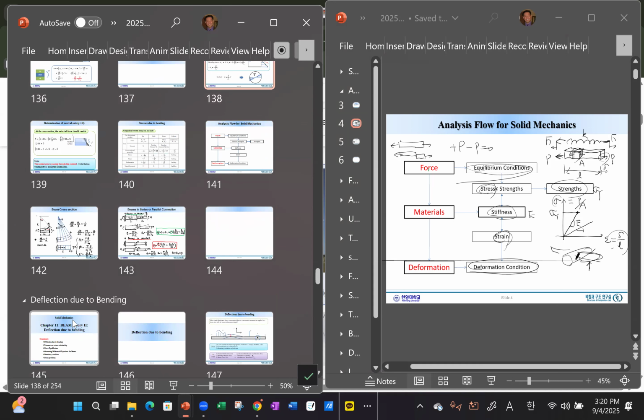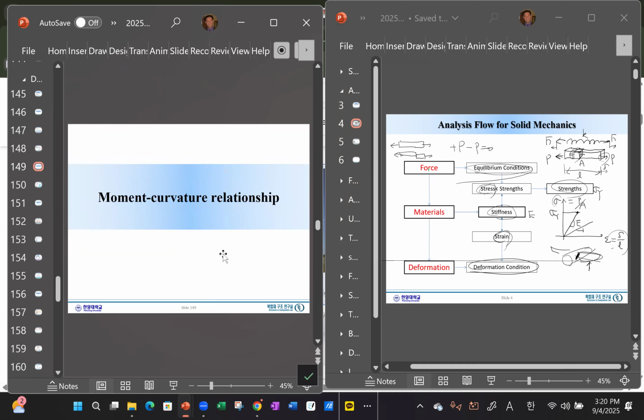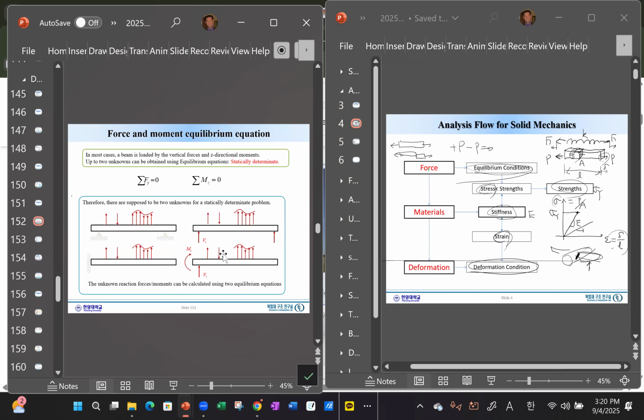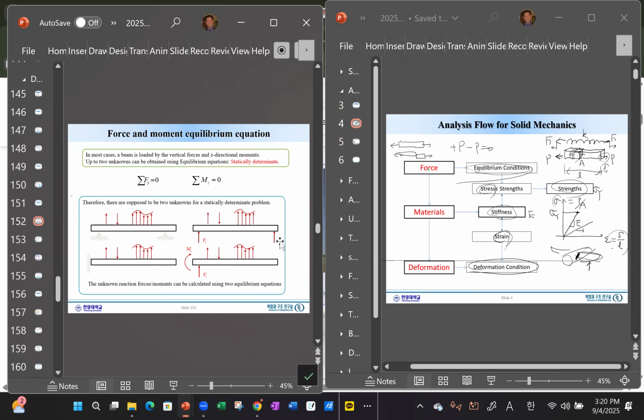And then, of course, again, another beam theory. Beam is the kind of a lengthy subject. So we have a two division. Chapter 11 now is a deflection due to a bending. So we cover, derive the equation. But in doing so, we also follow these 1, 2, 3, 4, 5 steps. Okay?